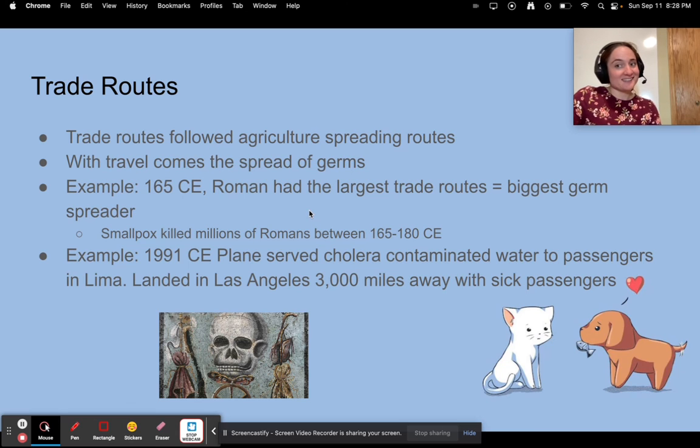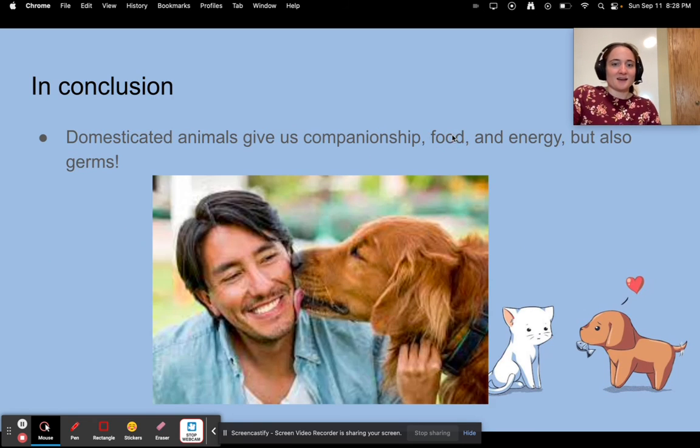And there's also modern day examples. I'm sure you know of one. But another one is in 1991, yes, CE, not back in the 90s. A plane served cholera contaminated water to passengers in Lima, Peru, and then it landed in Los Angeles, 3,000 miles away. And then there was a cholera outbreak. That's nice. So, in conclusion, domesticated animals give us companionship, food, and energy, but they also give us germs. Yay.